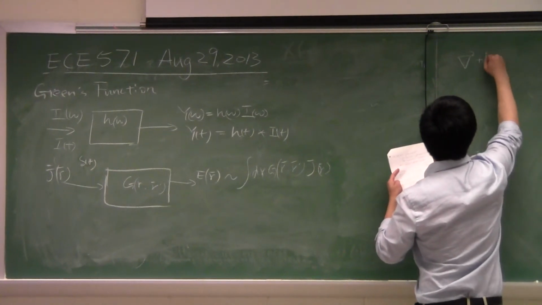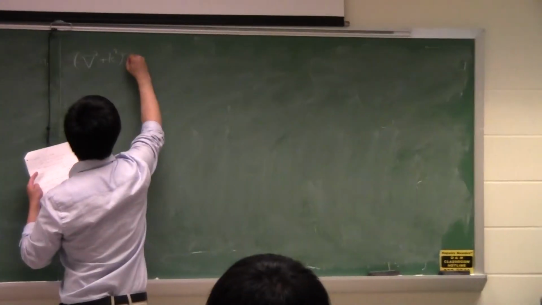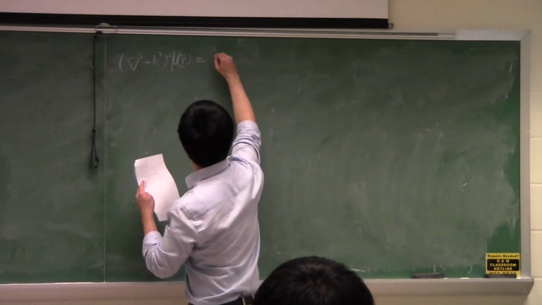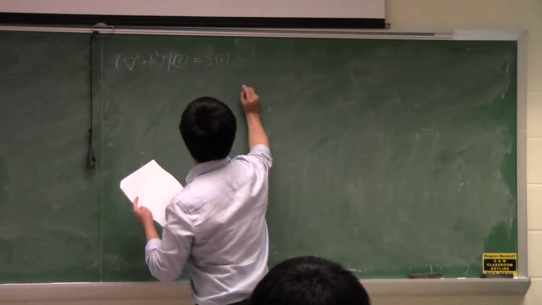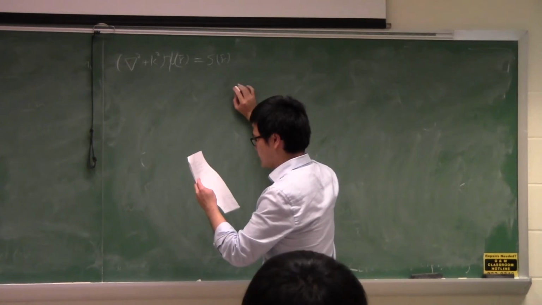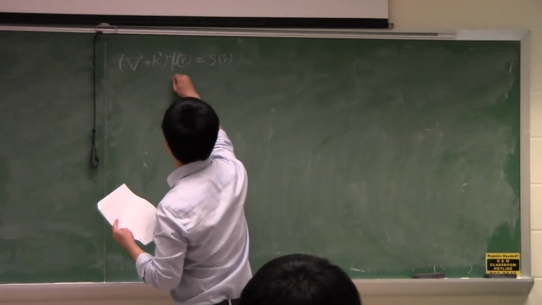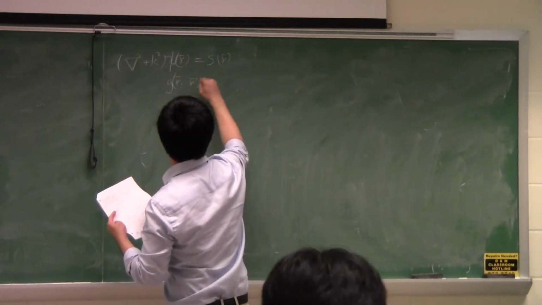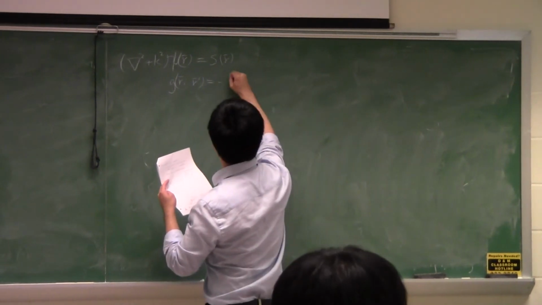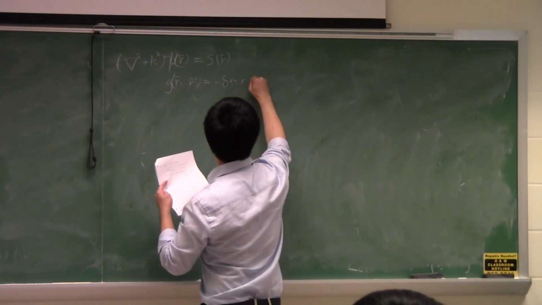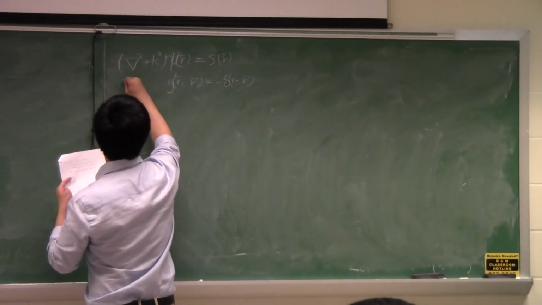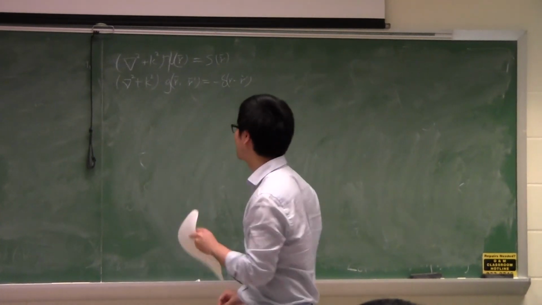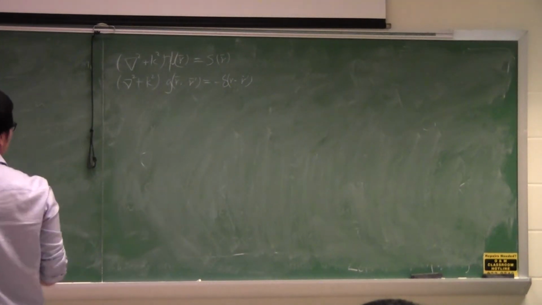So now say I have this wave equation, and I want to know the solution to this wave equation due to some source S. And then I know that the Green's function is the impulse response in this environment.